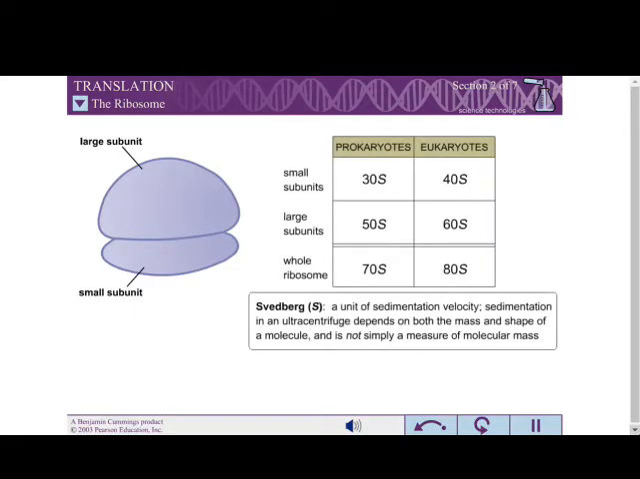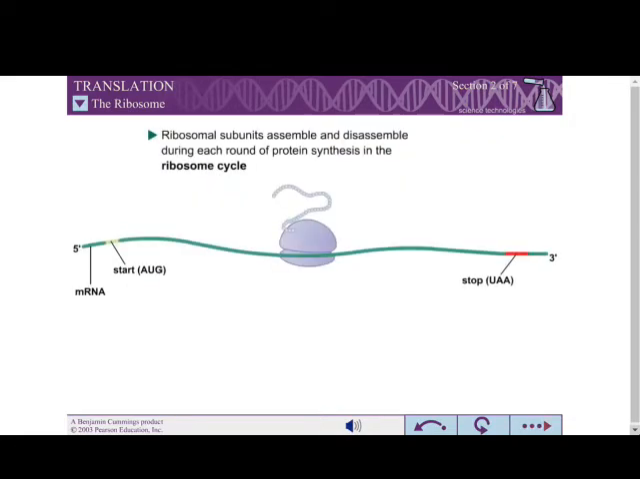Ribosomes are similar in structure in prokaryotes and eukaryotes, although the overall size of the ribosome is smaller in prokaryotes. Ribosomal subunits are named by their Svedberg coefficients, a measure of their sedimentation rate when subjected to centrifugal force. Ribosomal subunits assemble into a full ribosome on the mRNA, disassemble when the protein has been synthesized, and assemble once again to start another round of protein synthesis. This process of repeated assembly and disassembly of ribosomal subunits is known as the ribosome cycle.